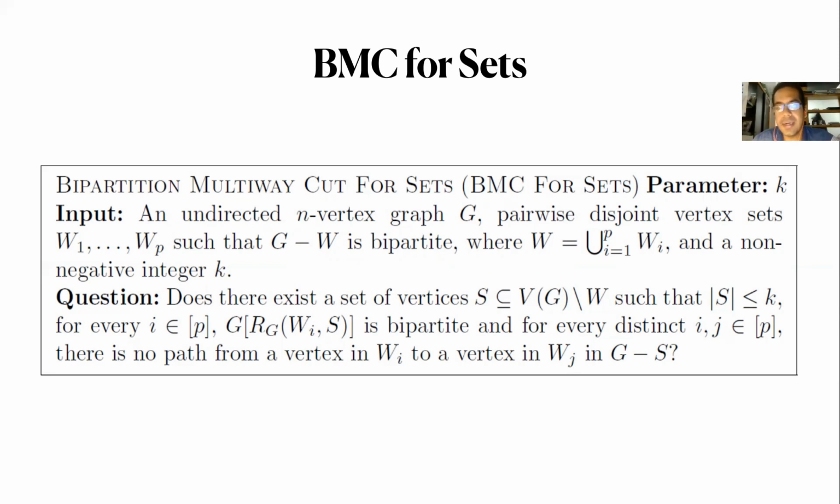Basically, I am trying to disconnect all these Wi's and Wj's while maintaining the property of bipartiteness in the reachability graph of each Wi. So that is bipartition multi-way cut for sets, which is a multi-way cut for sets with the additional property that the reachability graph is bipartite. And we show, through a series of reductions, that our problem of directed multi-way mixed odd cycle transversal actually reduces to this cut problem. And then we solve this cut problem using some specific gadgets.